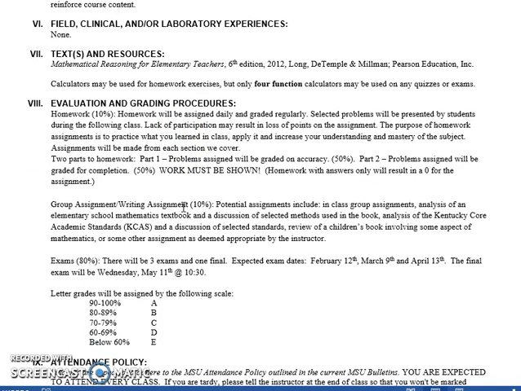Homework is 10% of your grade. It's going to be assigned daily and graded regularly. I will try to get your homework back to you at least once a week from what I've collected over the week. Selected problems will be presented by students during the following class.